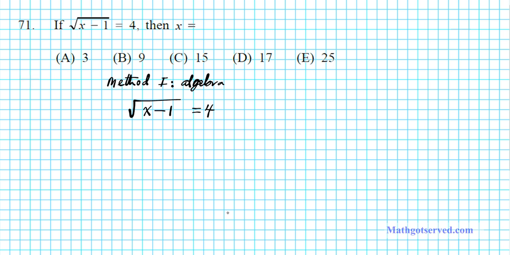The inverse of square root is square, so we have to square both sides. Square the left side, square the right side, and that yields x minus 1 equals 16. Then you add 1 to both sides of the equation, and you have x equals 17, and the answer is option D.